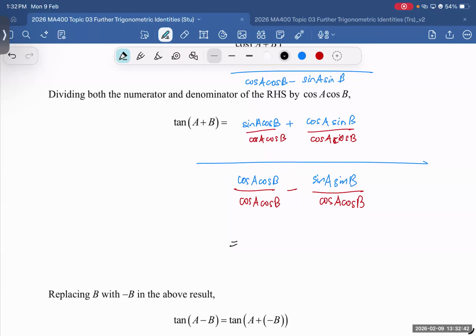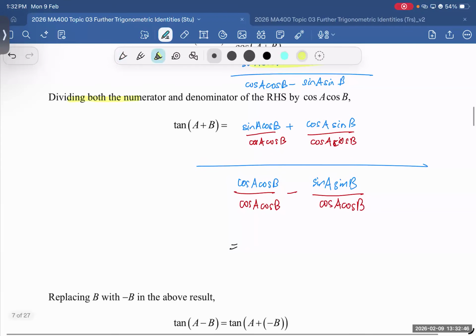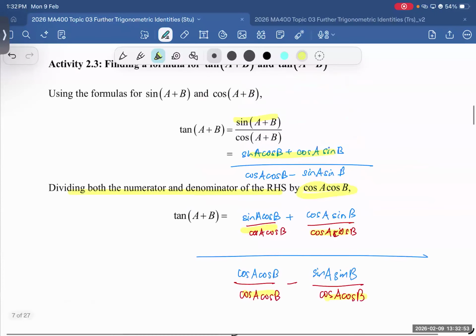What's the line? So here, what am I doing? I'm following this instruction. I'm dividing by cos A cos B. Clear so far? I'm dividing by cos A cos B. Clear or not? It's on top. This whole thing is a fraction. Now after you got this, you get what you want.